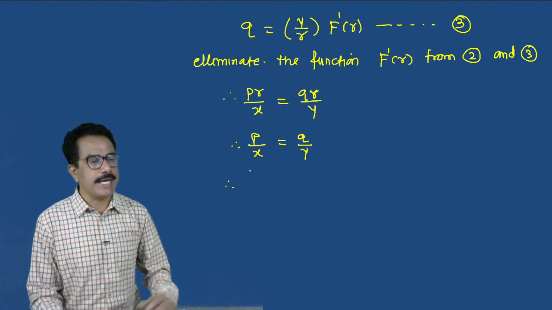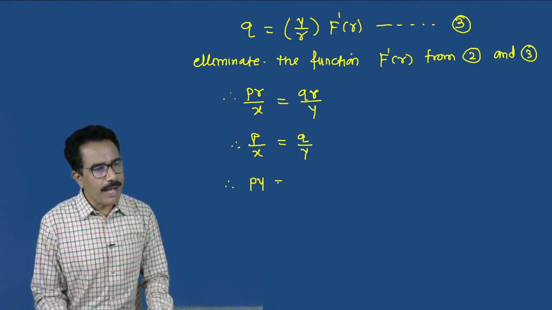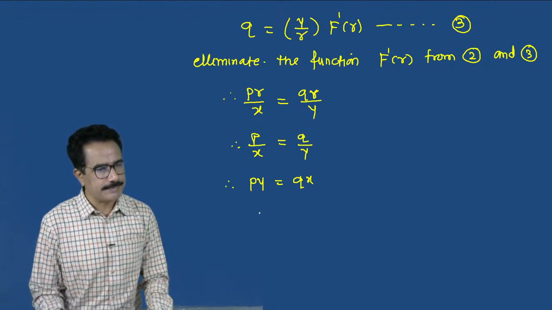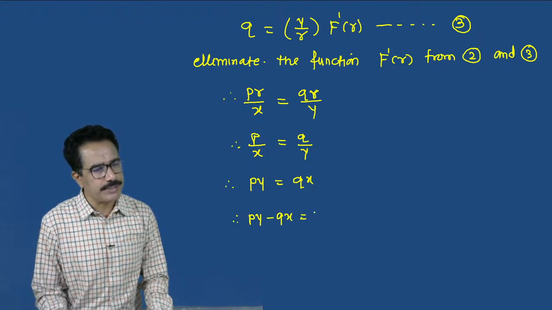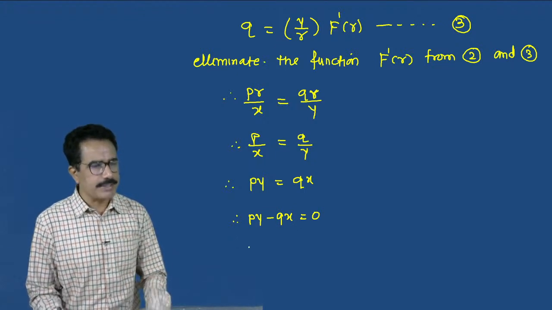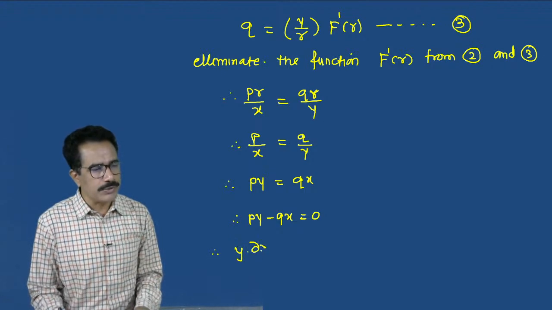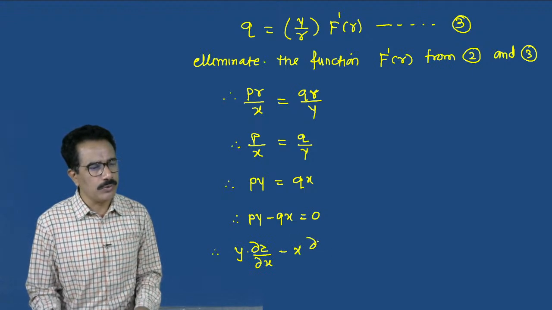So this can be written as py is equals to qx. So it is called as py minus qx is equals to 0. Or we can write this as, that means y into dou z by dou x minus x into dou z by dou y, which is equals to 0.